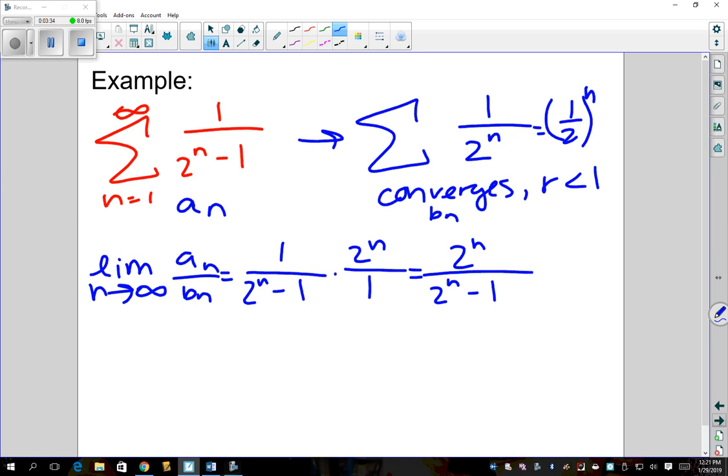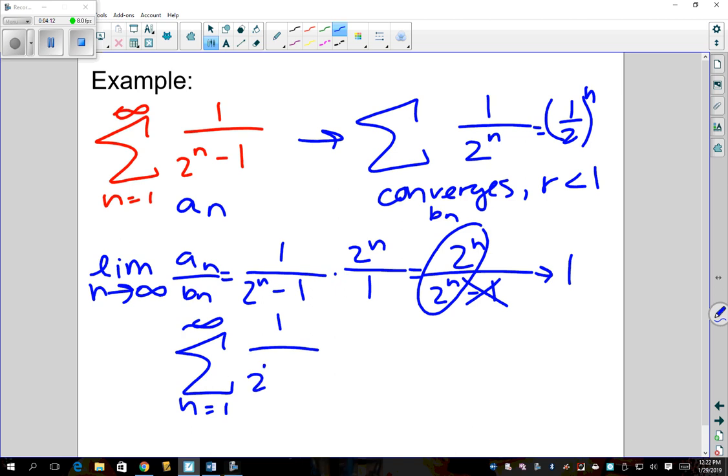And then looking at this limit, I know that as n approaches positive infinity, the 1 is going to matter less and less, and it's really just going to boil down to these two. So as it approaches infinity, this ends up approaching 1, because 2 to the n divided by 2 to the n gives us 1, so our limit is equal to 1. Since our limit is equal to 1, which is between 0 and infinity, and our chosen series converges, we know that the series from n equals 1 to infinity of 1 over 2 to the n minus 1 converges.